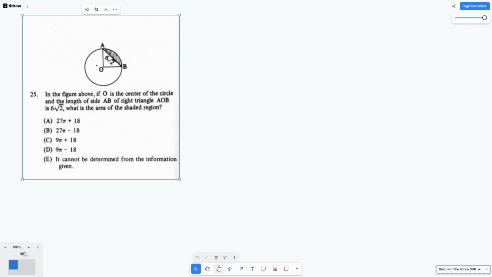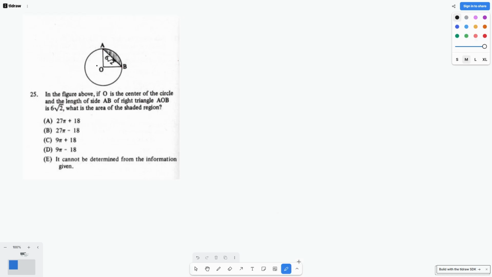Now, just like in the last problem, what we're going to do is make sure we clearly understand what the problem is asking us to find. Here, we want to find the area of the shaded region. The area of what shaded region? This shaded area right here. It's somewhat of a strange shape. We'll talk about that in more detail later on.